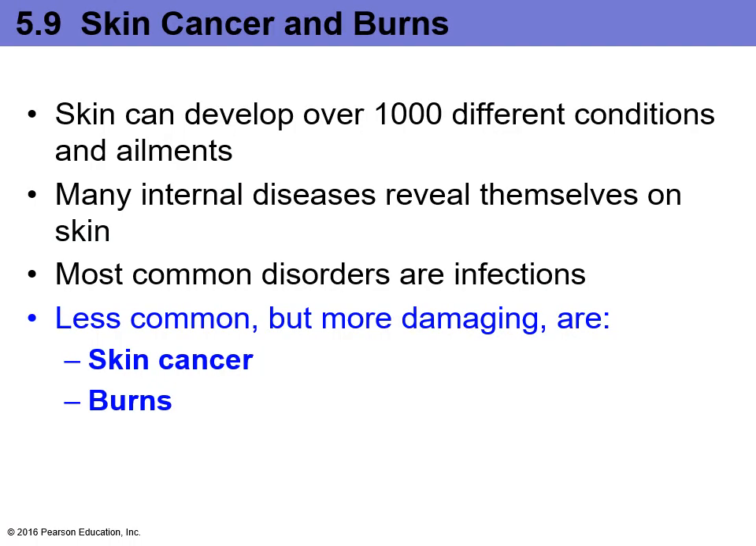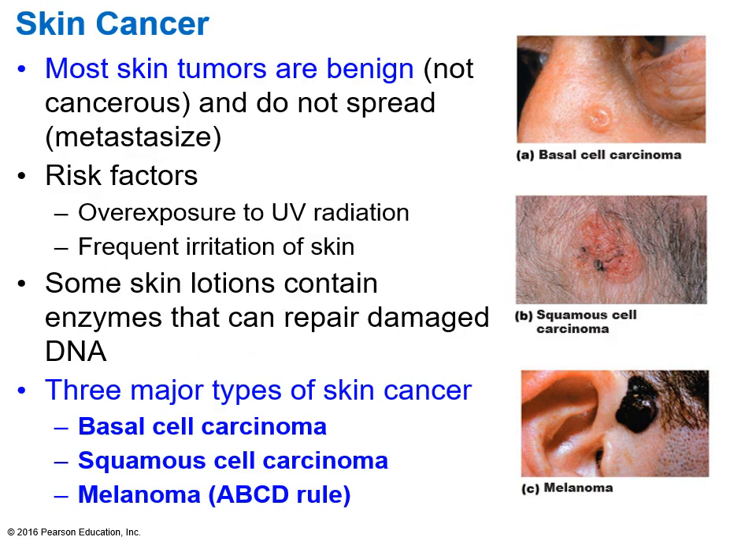Now I'd like to talk a little bit about some of the clinical applications, so some of the disease models. For the skin, the book decided to focus on skin cancer and burns because these are often the most common illnesses that we encounter with the integumentary system. So let's go ahead and start off with skin cancer.